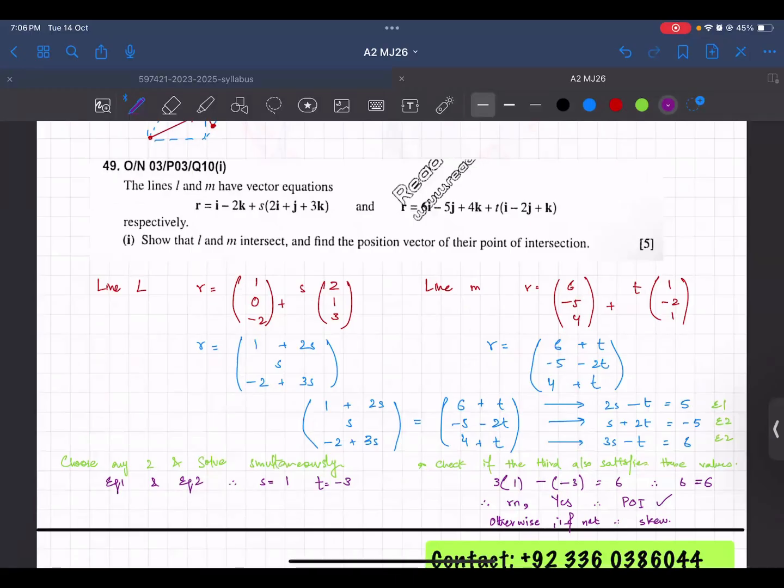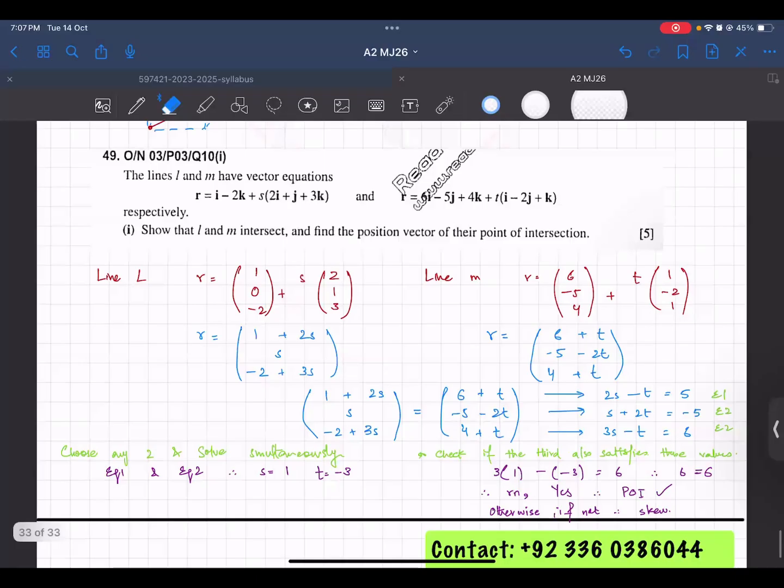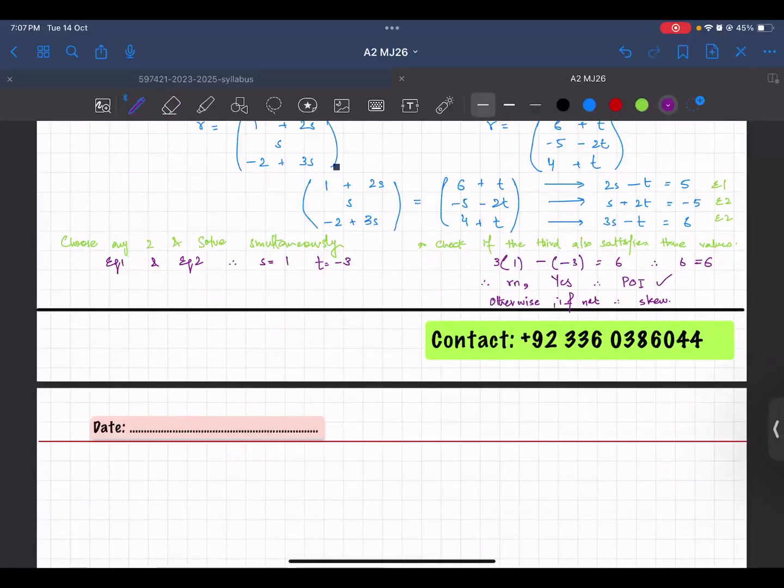And then they're asking you to find the position vector as well for the point of intersection. So now you can use any one of them, s is 1 or t is minus 3, and substitute over there or here and find the value of r. So now the point of intersection would be equal to 1 plus 2 times s which is 1, and minus 2 plus 3 times 1, which will come out as (3, 1, 1). This is your answer. This is the point of intersection.